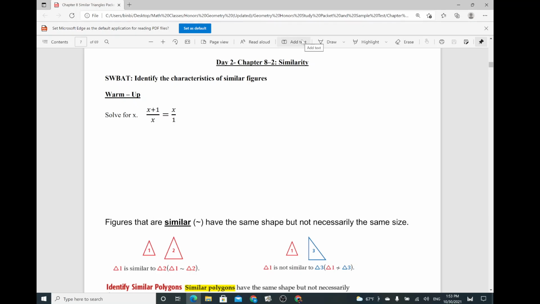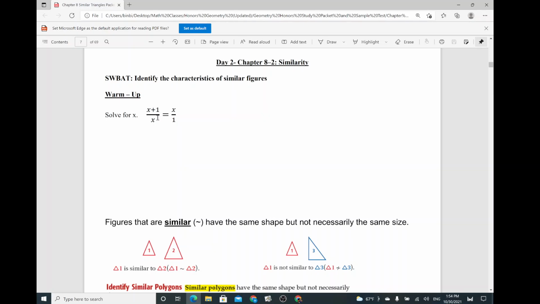Today I would like to talk about similar triangles, proving triangles similar by using angles. This is a day 2 lesson for chapter 8-2, identifying the characteristics of similar figures. Let's start with the warm-up problem we talked about before.